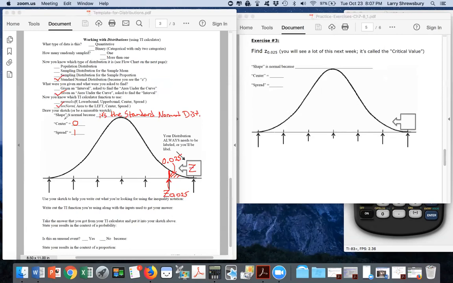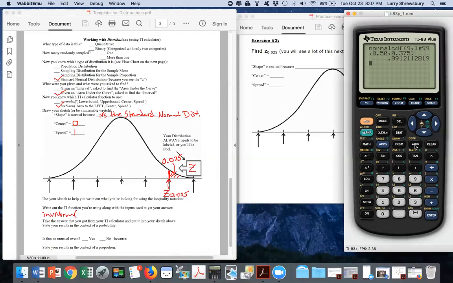Well, what does inverse norm need to know? We can find that value if we use inverse norm. But inverse norm, as we can see from the template, needs the area to the left, and I just got the area to the right. Well, I guess I've got a little calculating to do.